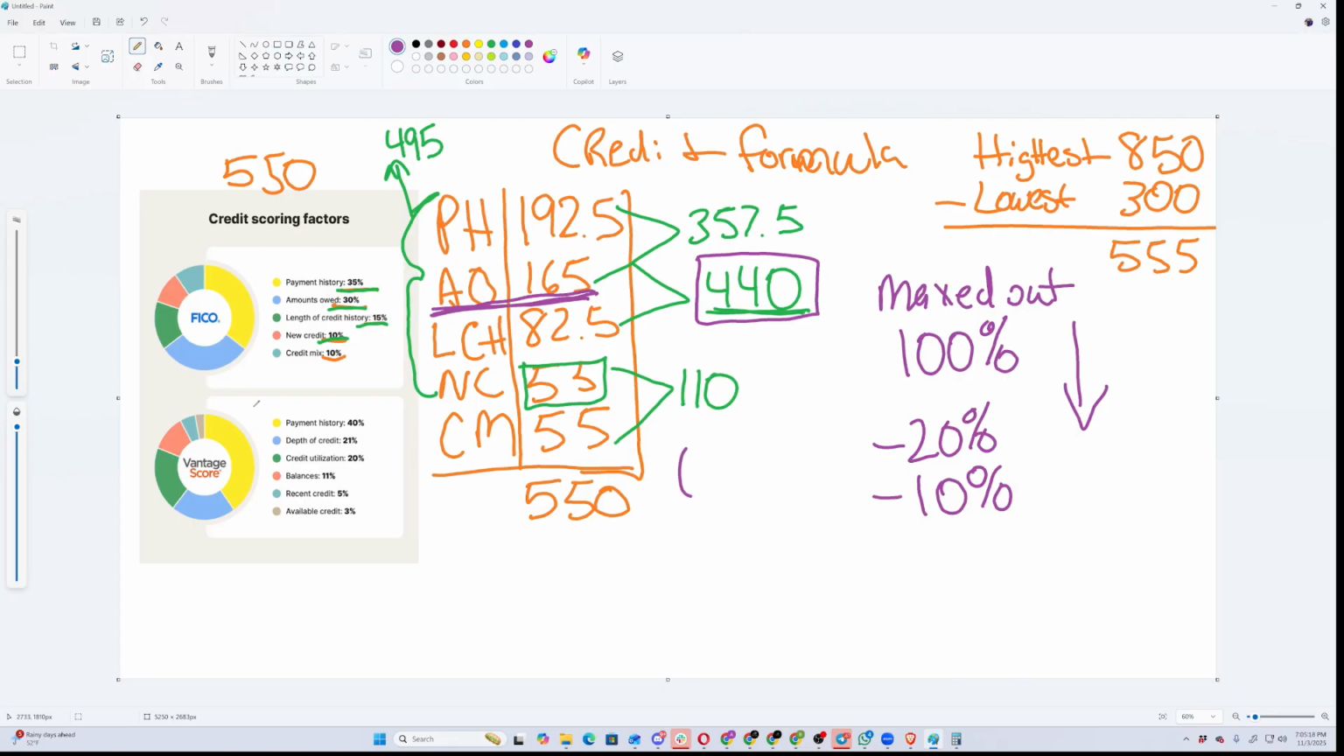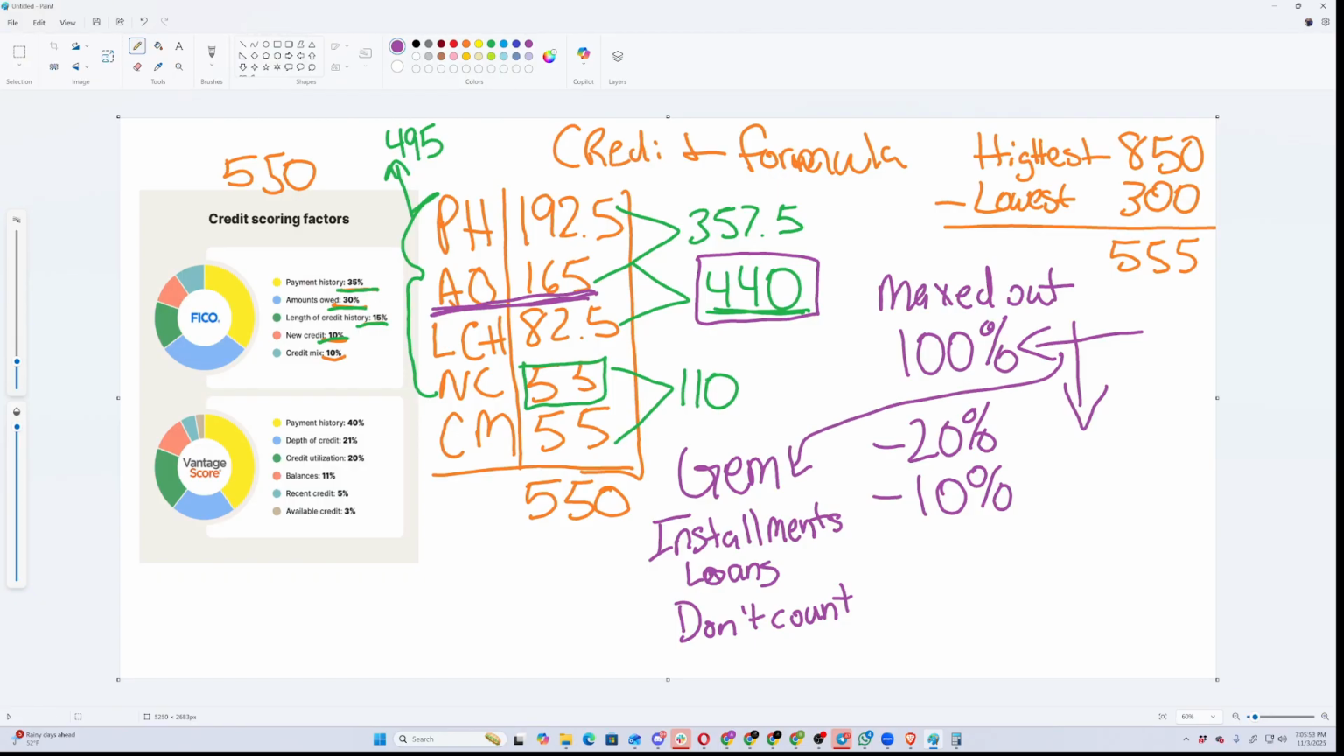FYI, here's a hack. Gem time. Installment loans don't count, which means if I go get a loan for this amount right here, the 100%, and it's an installment loan, it doesn't go towards this amount right here because it's not revolving. The 30% owed is tacked onto the revolving amount because it's not secured. This is a secured amount. The amount that an installment loan is given to you, it's actually secured in the sense the money is there unless you spend it. Then that's where you go. So this is a huge gem right here. Huge gem.